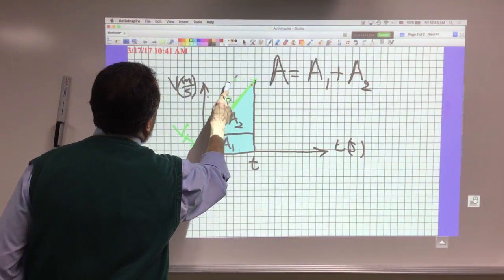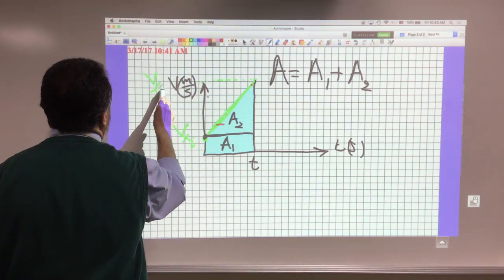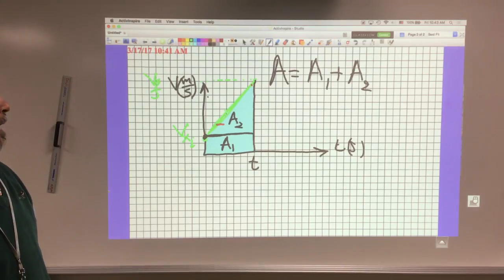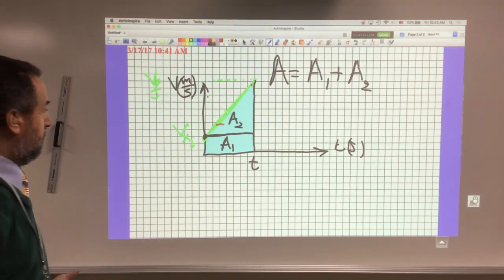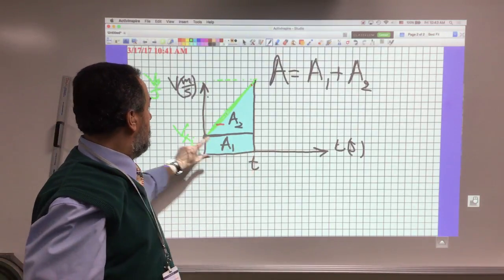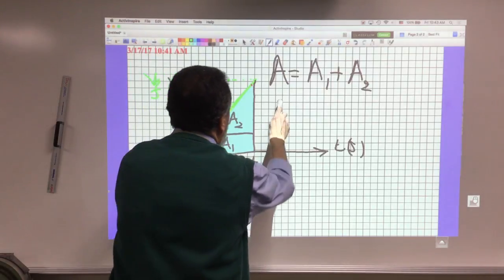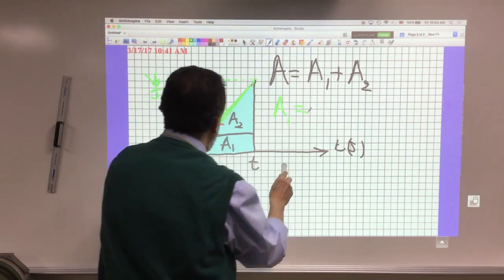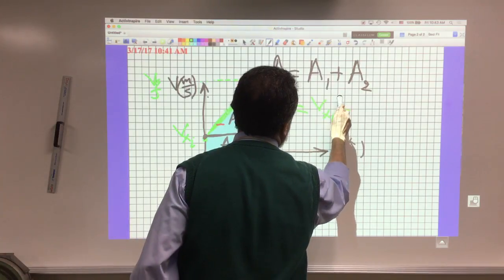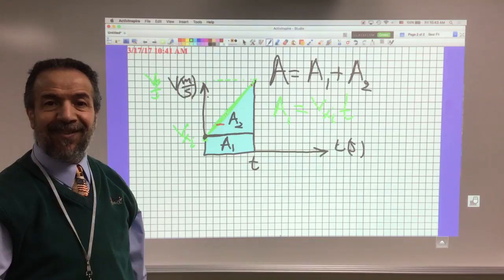And then this point here is going to correspond to my final velocity, v sub x sub f. Okay, so in order for me to determine an area, I would have to have two dimensions. So I've got the t here, and I've got vxi there. Therefore, area 1 is going to be equal to v sub x sub i times the time t. Cool or no cool? Cool.